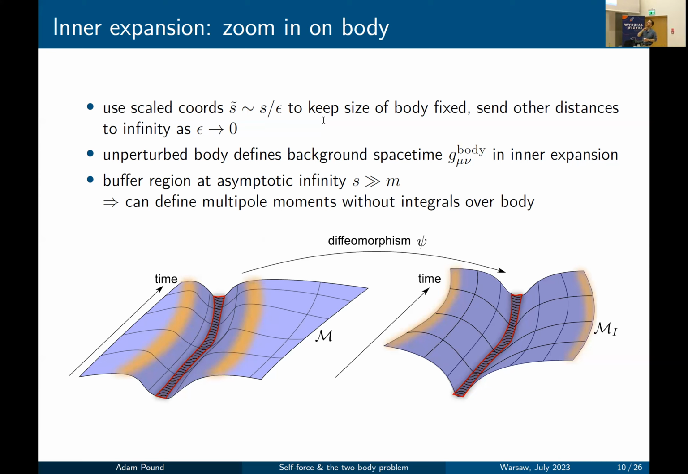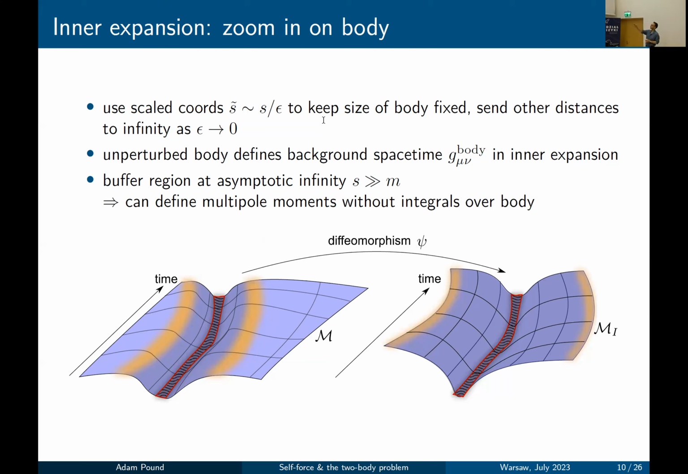Now, one reason this is useful, and the way we can determine what information feeds out from this expansion to the outer expansion, is that in this limit, what you get is an asymptotically flat background spacetime. The background spacetime in this limit is going to be the metric of the small body as if it were isolated, not interacting with anything. And what you find is that it's always going to be asymptotically flat, just at the background level, just because it's an isolated body.